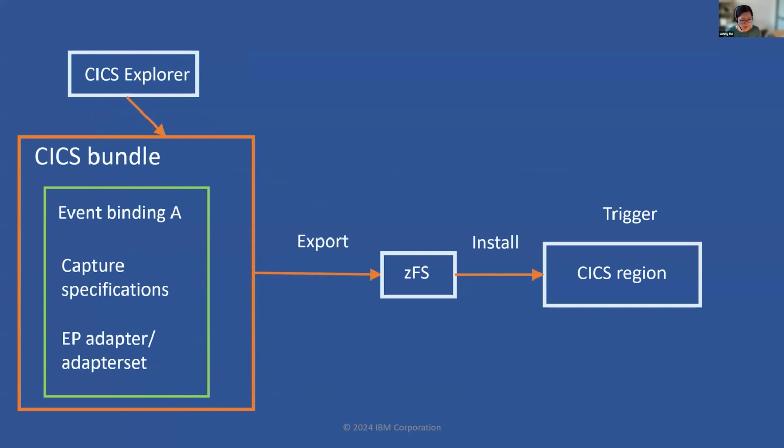Once the CICS bundle is ready and you're happy with the definition, you can try it out by exporting to zFS, or you can find another way to make it available on zFS, which is a Unix file system on the Z platform. When that's available on zFS, then on the CICS region you define a bundle definition, install that bundle pointing to that zFS directory, then enable that bundle. This makes the event binding definition available to the CICS region. Then when your business application runs, CICS will monitor it and trigger a business event if it meets all the filtering conditions you have defined.